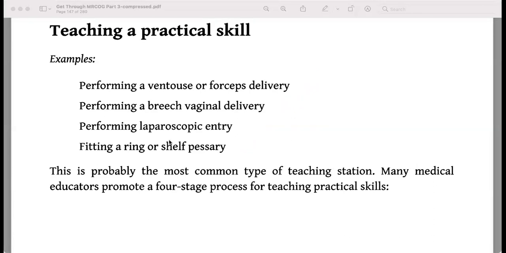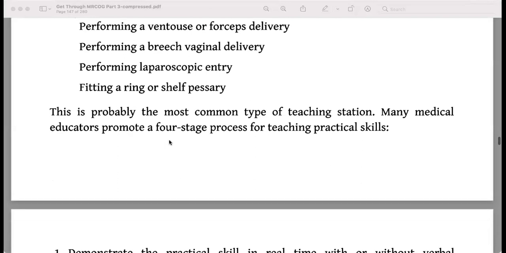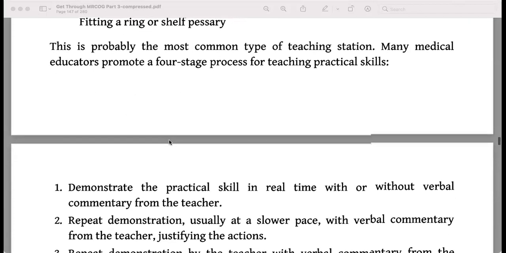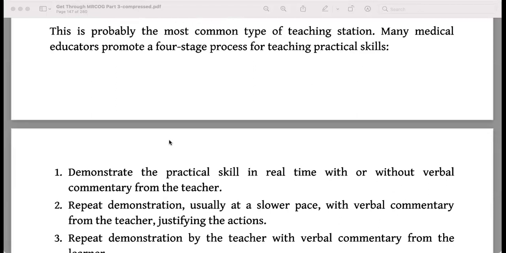So practice, my friend, the skills, please, as much as you can. You can use some tools from the hospital. You can use a doll and a pelvis. You can have the forceps or ventouse and try to practice with your colleagues. So you will master the technique.